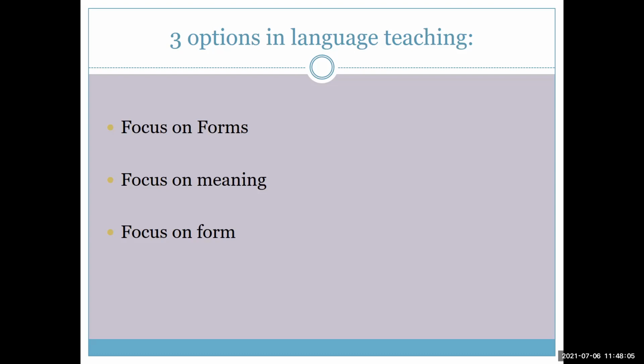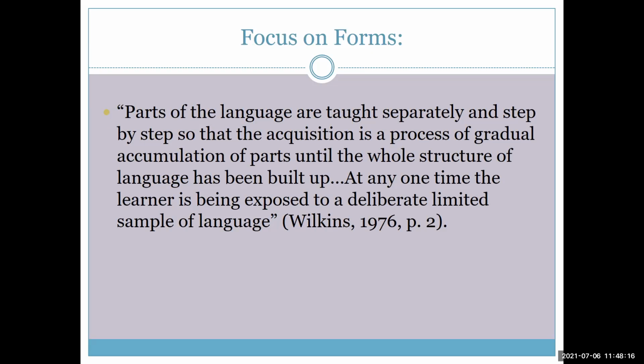There are 3 options in language teaching. First, focus on forms. Second, focus on meaning. And the last, focus on form. So, what is focus on forms? Parts of the language are taught separately and step by step so that the acquisition is a process of gradual accumulation of parts until the whole structure of language has been built up. At any one time, the learner is being exposed to a deliberate, limited sample of language.